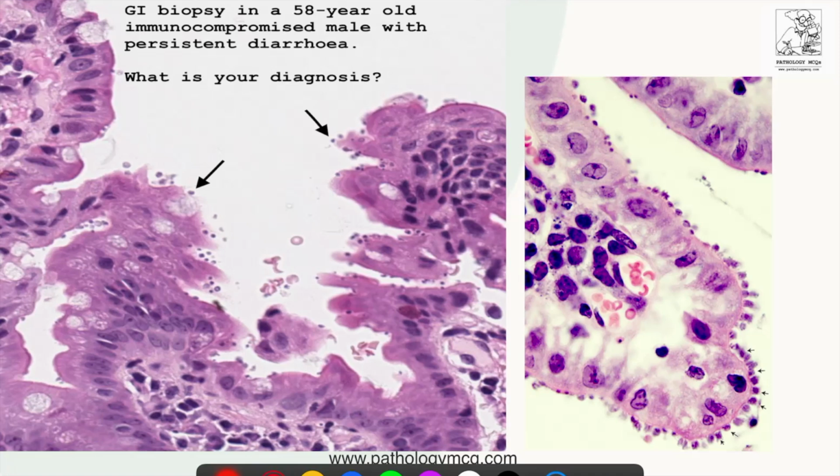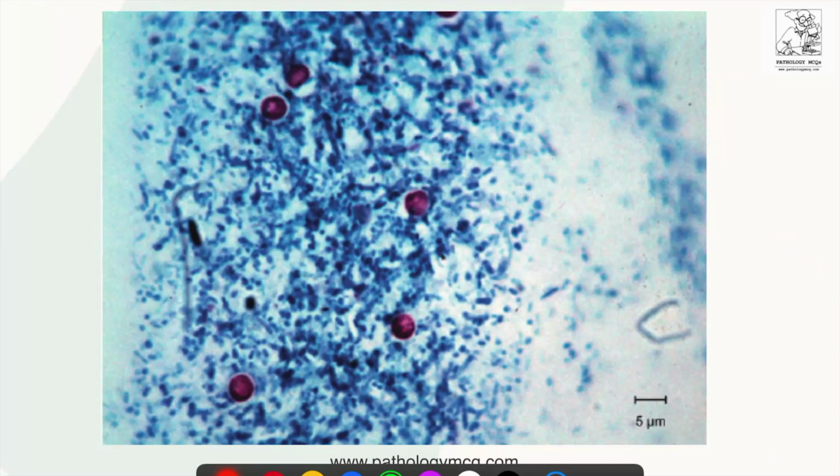This is not an entirely intracellular organism. You can see that these are the epithelial cells. This is the nucleus of the epithelial cells, and you can see that the organisms are stuck onto the epithelial cell surface like this. Usually these are basophilic organisms. This is what you see in Cryptosporidium. These organisms are not entirely intracellular. You can see that these organisms are present over the epithelial cells. Sometimes these might be missed in H&E very easily.